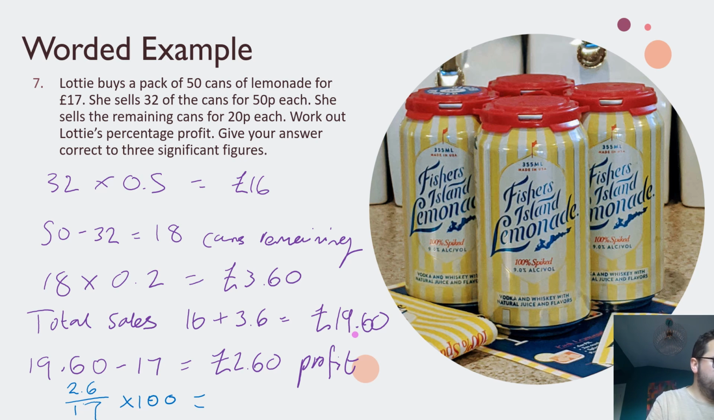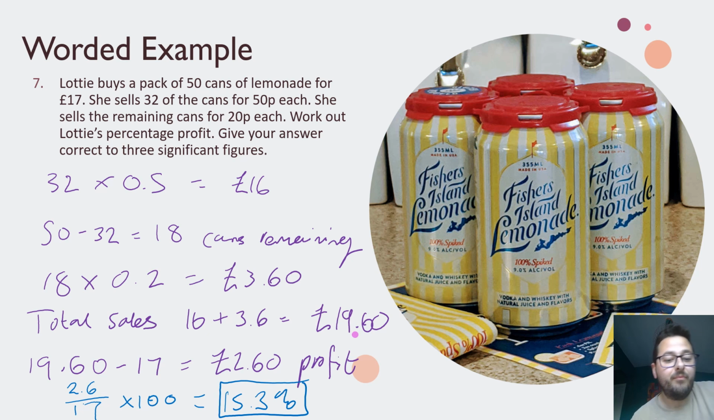So that is going to be 2.6 over 17 times 100. And so the percentage profit to 3 significant figures is going to be 15.3%. Okay, so that was a bit more complicated, just a little bit of working out at the beginning, but the idea is the same.